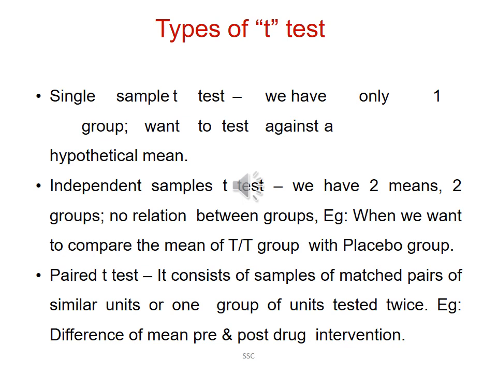Paired t-test consists of samples of matched pairs of similar units or one group of units tested twice. For example, the difference of mean pre and post drug intervention.